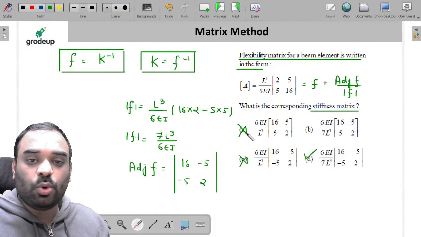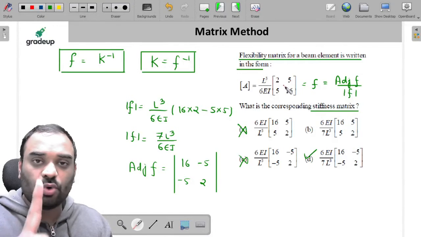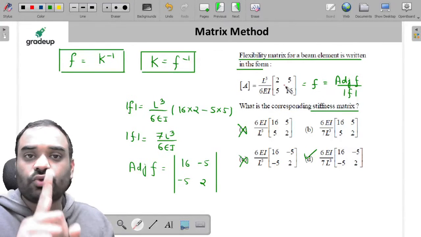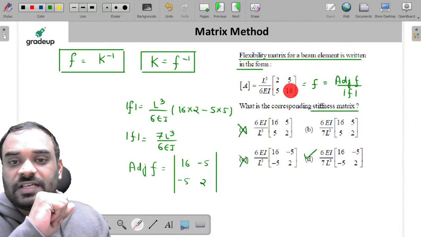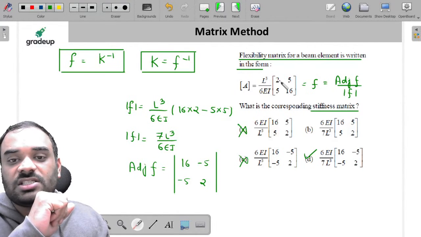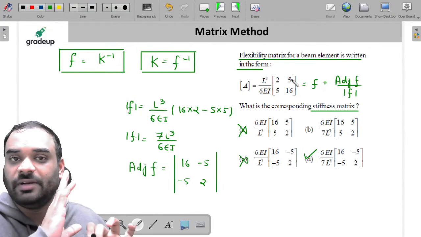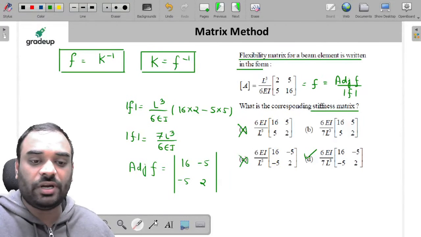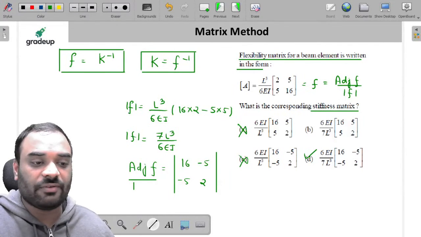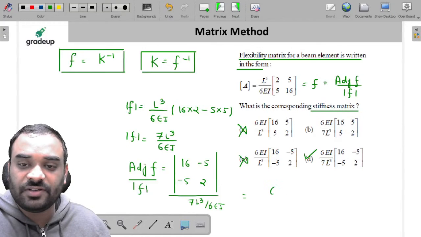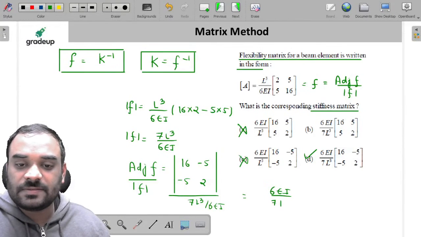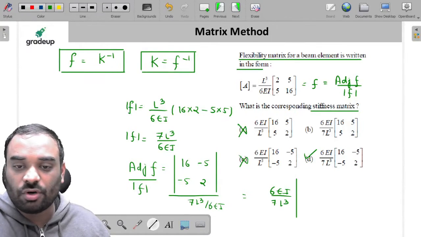Listen carefully. How to find the inverse of a 2 cross 2 matrix? What you have to do? Just find the mod. After that, just interchange these elements and change the sign of the diagonal elements. Nothing else. This is the adjoint. Just divide by mod of f. So it means 7L cube by 6EI. Write it, my dear friends: 6EI by 7L cube, and just take the mod over here.